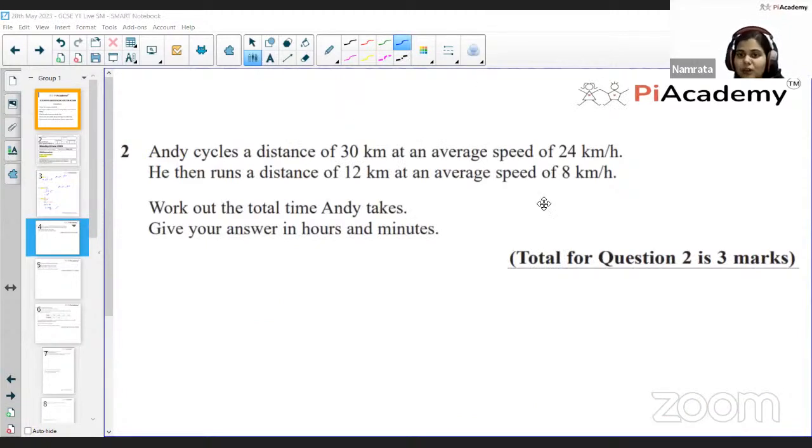I'll read out the question loudly and mark the keywords in order to help you out. Analyze the question a bit earlier. Andy cycles a distance of 30 kilometers at an average speed of 24 kilometers per hour. He then runs a distance of 12 kilometers at an average speed of 8 kilometers per hour. Work out the total time Andy takes. Give your answer in hours and minutes.